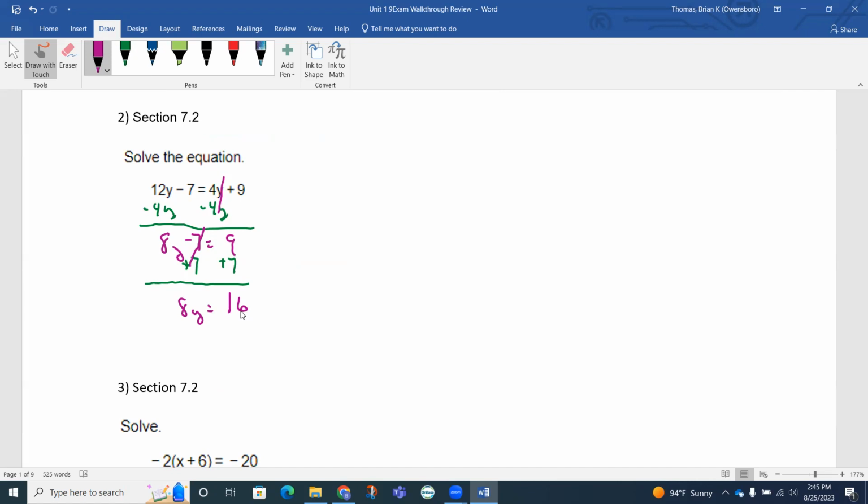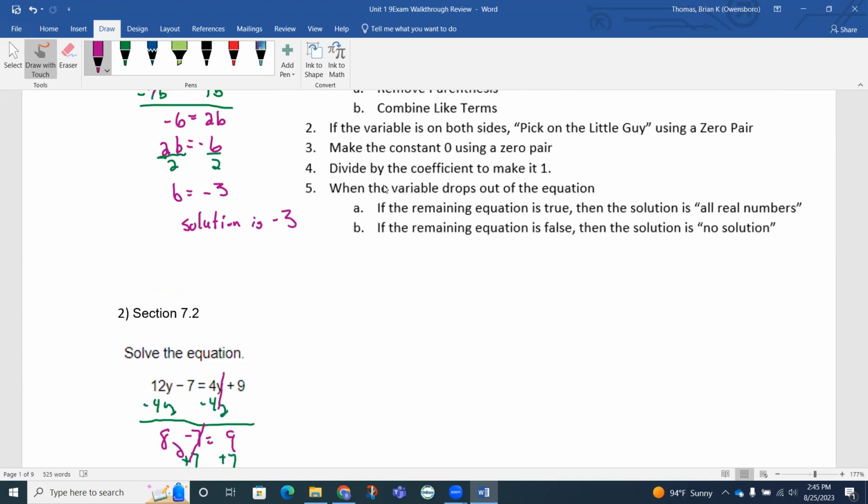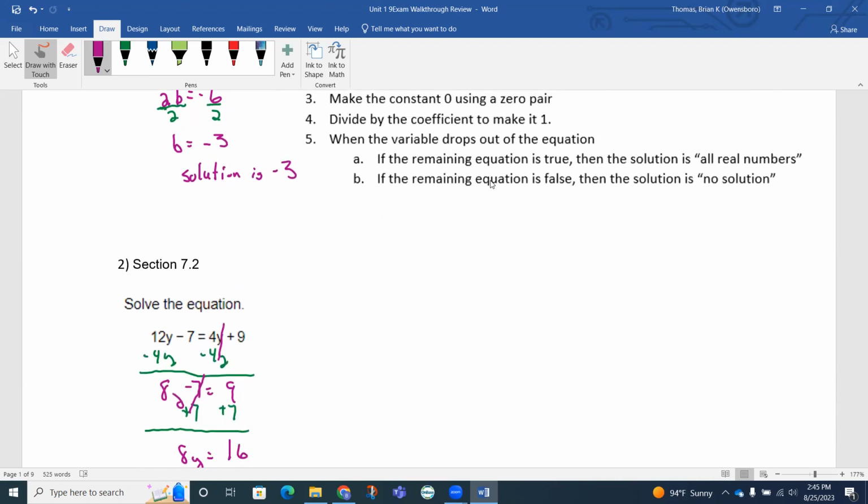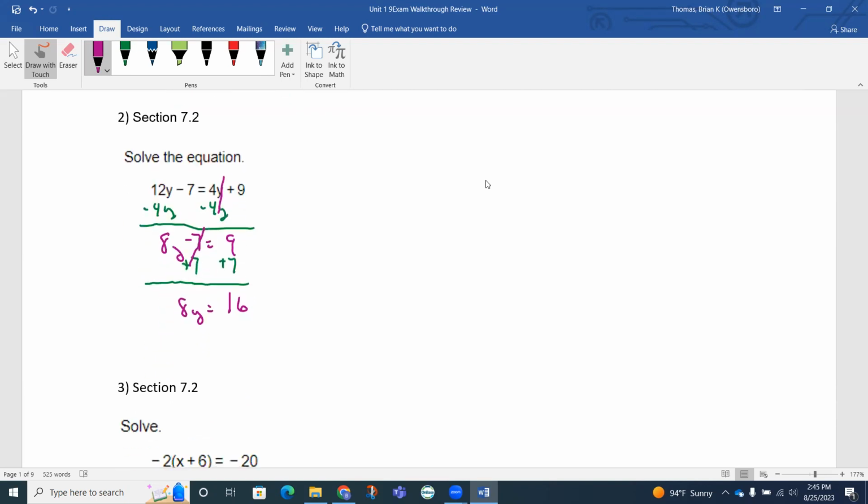Now you can probably see the answer. 8 times what is 16? That would be 2. But again, if I follow the steps, we want to divide by the coefficient to make it 1. So if I want to make that 8 turn into 1, I have to divide by that coefficient. So the property of equality says if you divide each side by 8, that's going to help us out there. So let's say 8 divided by 8 is going to be 1, and 1y would just be y. And 16 divided by 8 would be 2. So our solution would be y equals 2.